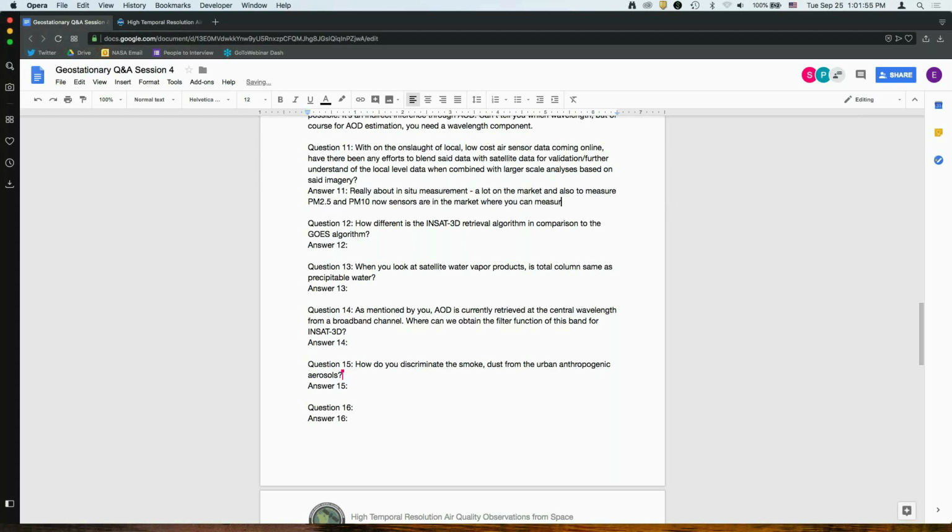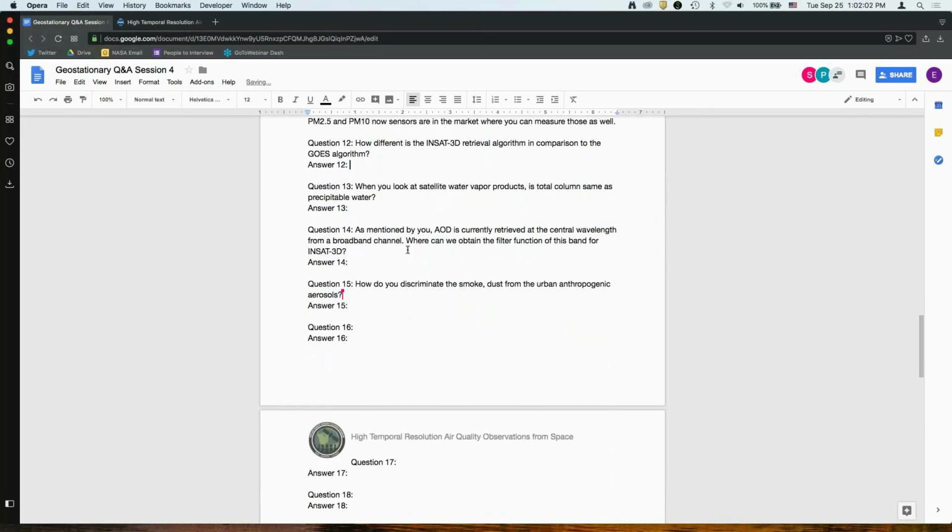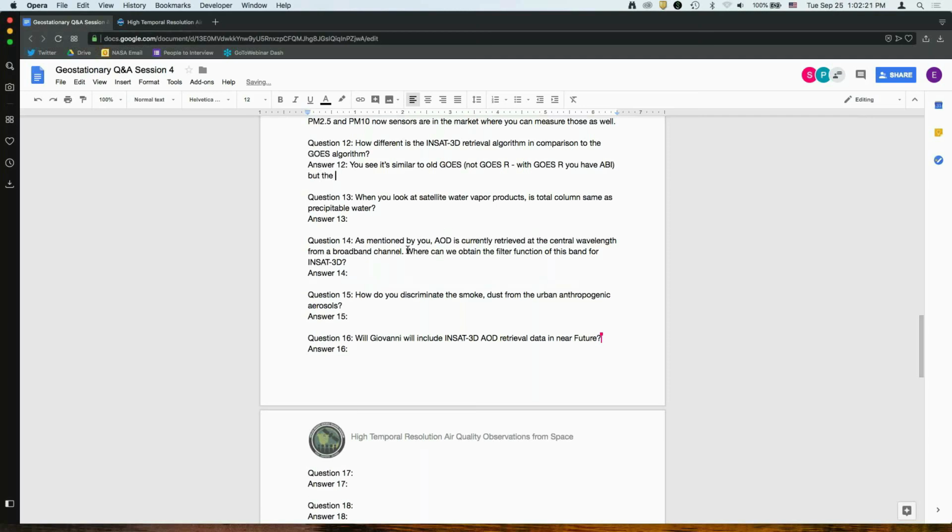Okay, so we move on to question number 12. How different is the INSAT 3D retrieval algorithm compared to the GOES algorithm? Yeah, so this INSAT 3D algorithm is very much similar to the old GOES algorithm, not GOES-R and GOES-S. Now in GOES-R you have the ABI, but the previous GOES algorithm, which was a single channel algorithm, is very much similar to the INSAT 3D algorithm. Okay.